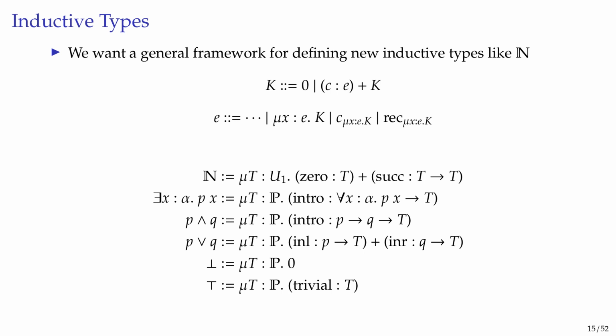And just to give you a sense of how this works, we'll say that the natural numbers are the inductive type T living in U1, which has two constructors called 0 and successor, where 0 has type T and successor goes from T to T. In addition to the mu, we also end up with C. This is the constructor, so that would be 0 and succ in this case, and rec, which is the recursor, which produces values of any type given an element of this inductive type.